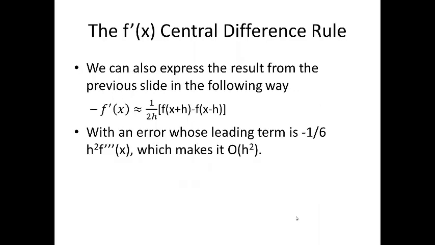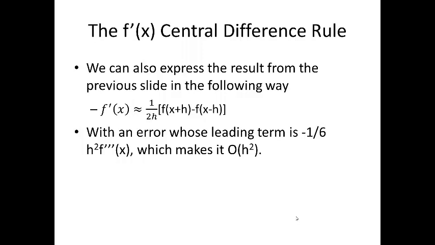This leads us to the f prime of x central difference rule. Basically, we can also express the result from the previous slide in the following way. f prime of x is equal to 1 over 2h times f of x plus h minus f of x minus h. This is called the central difference rule.